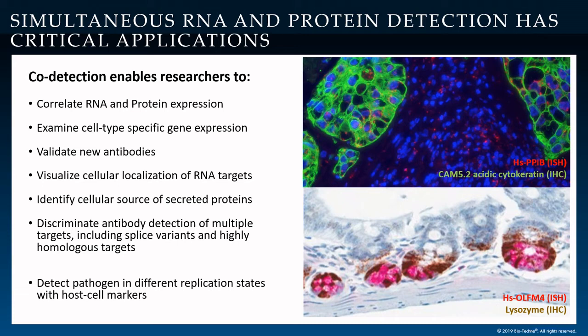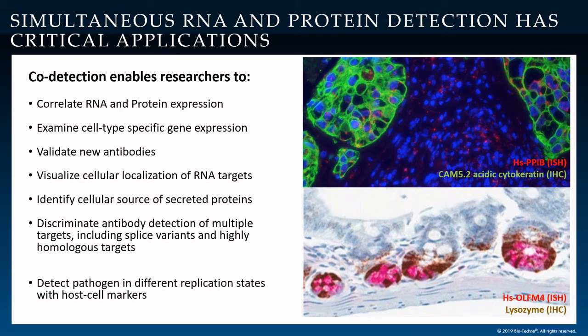You can also identify cellular source of secreted proteins. You can also discriminate antibody detection of multiple targets, including splice variants and highly homologous targets. And you can detect pathogens in different replication states with your host cell markers.